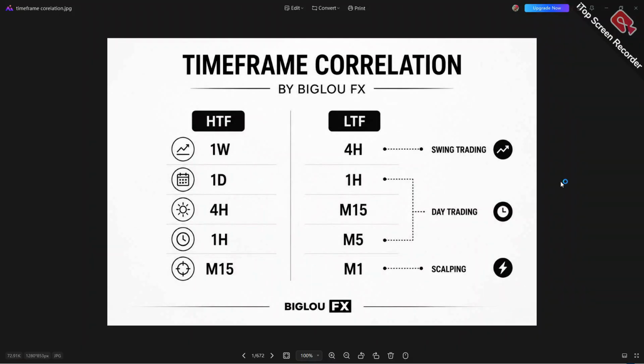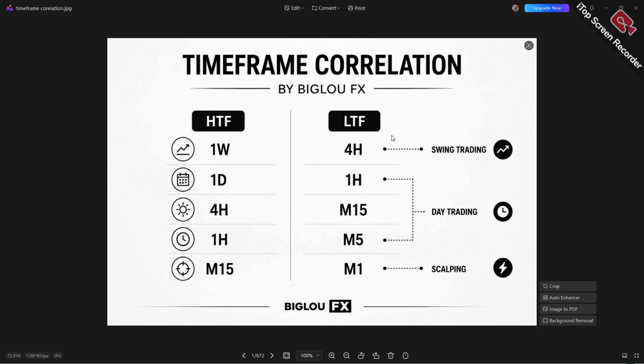Now, time frame correlation. When it comes to time frame correlation, you can see that the weekly correlates with the H4. The higher time frame weekly correlates with the 4 hour. If you are trading daily zones, you should be taking your confirmation on the hourly, on the 1 hour. If you are trading 4 hour zones, you should be taking your confirmations on the 15 minutes. If you are trading 1 hour zones, you should be taking your confirmation on the 5 minutes. If you are trading 15-minute zones, you should be taking your confirmation on the 1 minute.